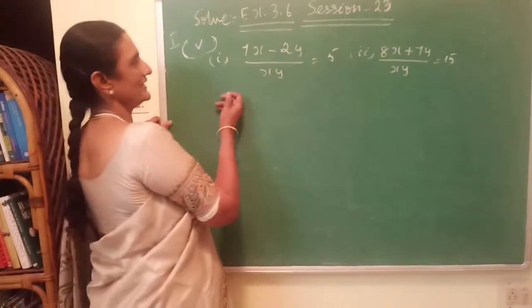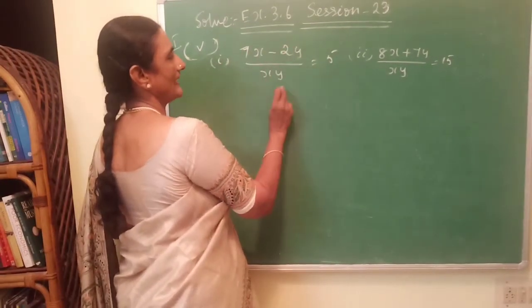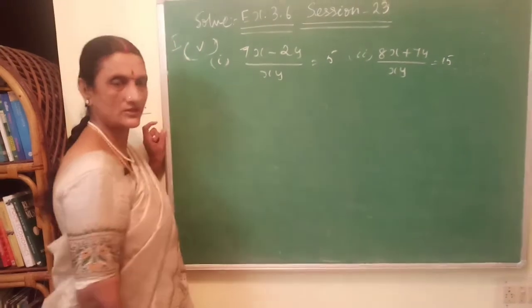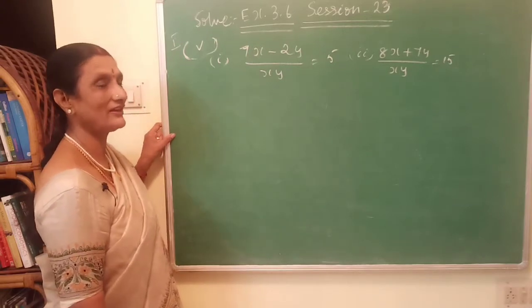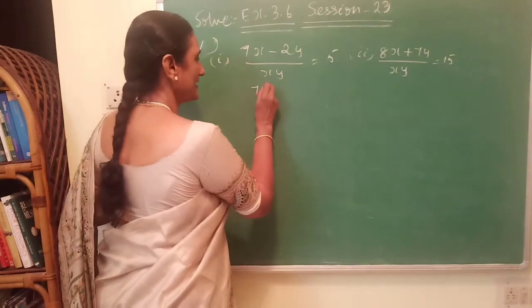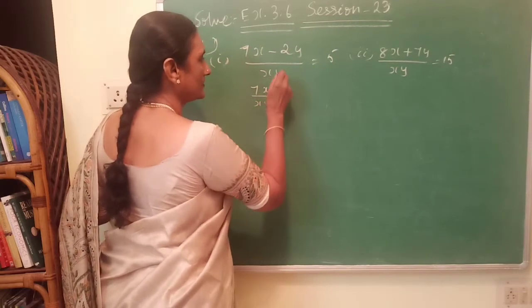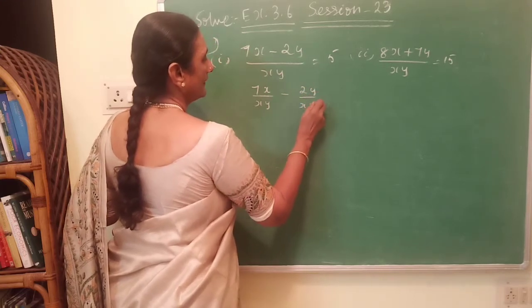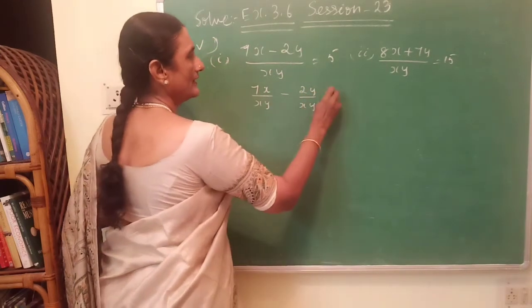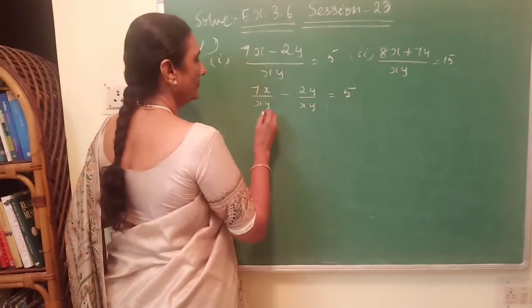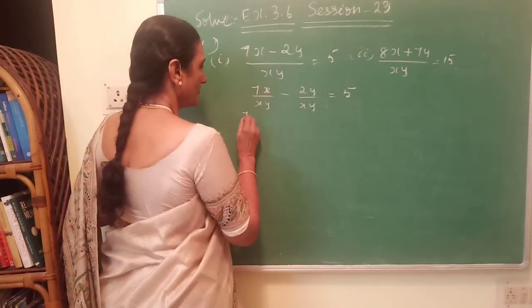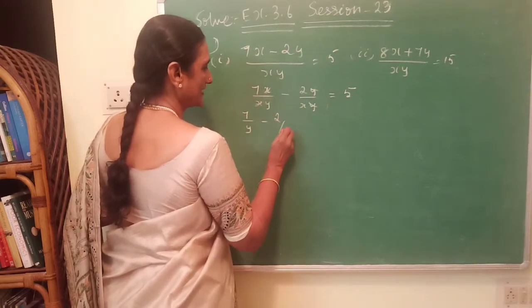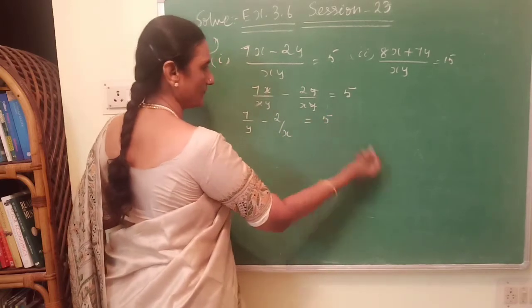Now the next subdivision, 7x minus 2y by xy is equal to 5, 8x plus 7y by xy is equal to 15. Now in this sum what are we doing? Here we will get 7x by xy, that is we are going to take xy to the individual terms. Now here x and x cancel. So what do you get? 7 by y, here y and y will get cancelled, minus 2 by x is equal to 5.